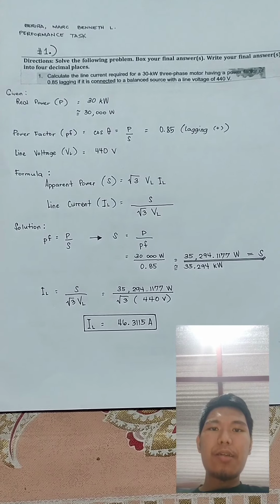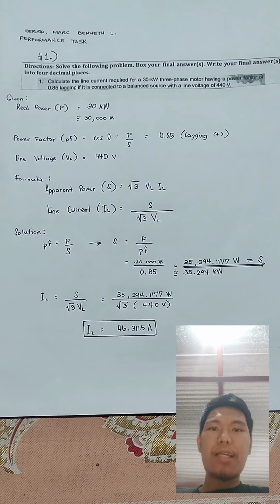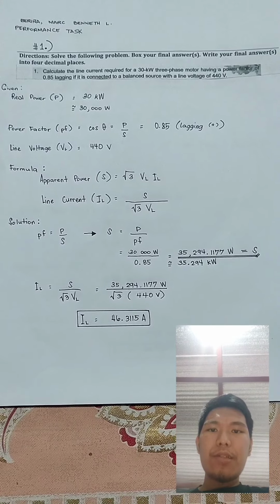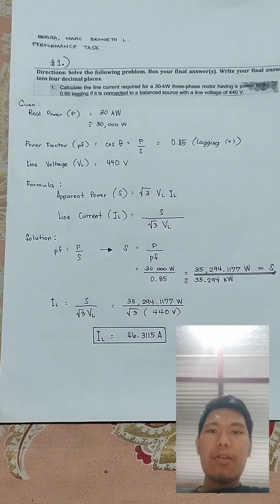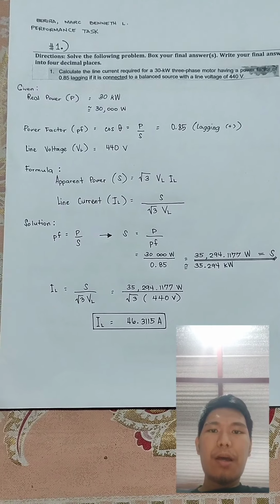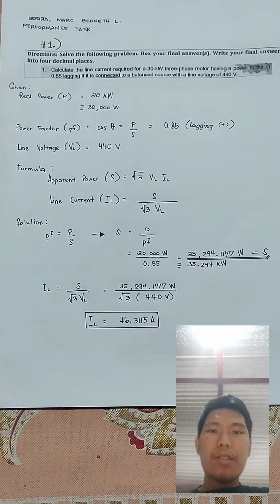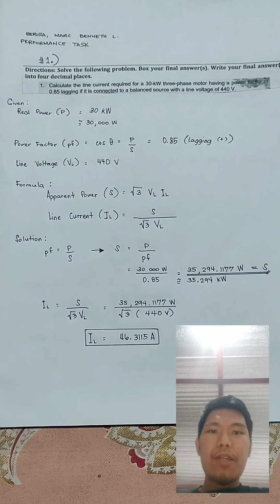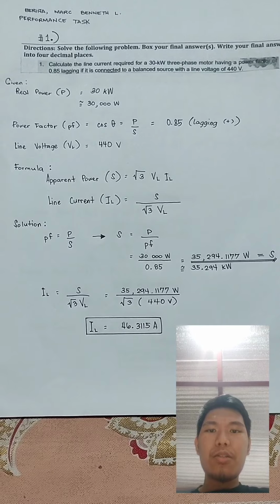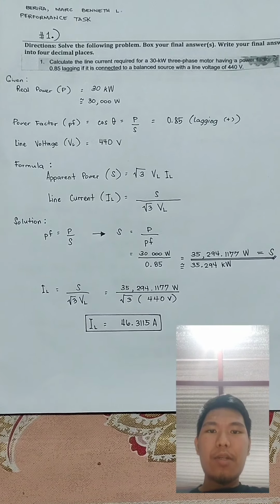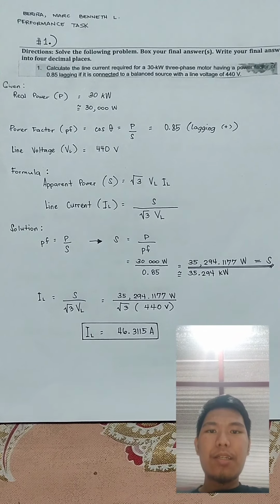power factor with the formula of cos theta equals P over S equals 0.85 lagging, line voltage VL equals 440 volts, and our formula, apparent power S equals square root of 3 VL times IL. We will transform the formula to get the IL. IL equals S over square root of 3 VL.